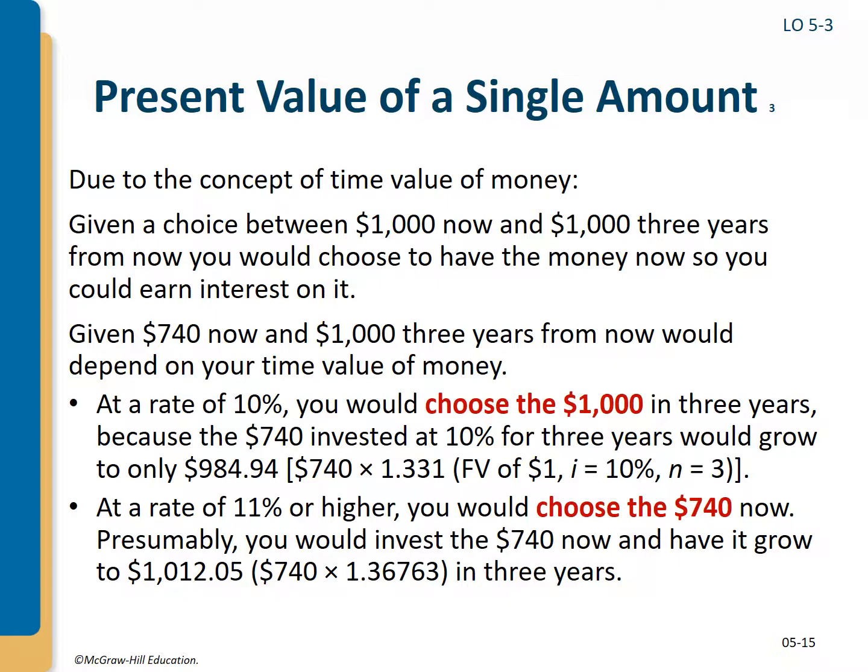They did the same thing with the $740 and said, okay, instead we're going to have it invested at 11%. Now that's a little different. Now your factor is 1.36763. So what's that $740 worth in 3 years if it's invested at 11%? Oh, now it's worth $1,012. So yeah, I'm going to take the $740 today and invest it at 11%. It's worth more than just receiving $1,000 in the future.